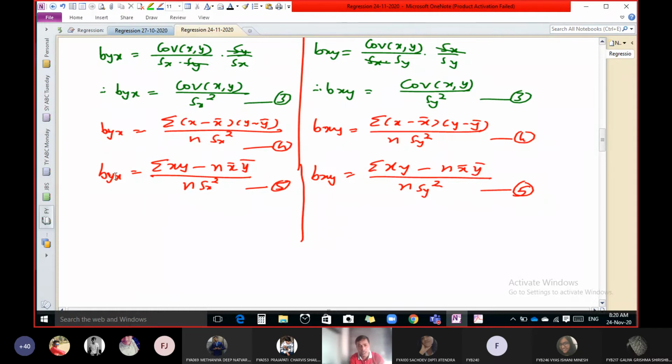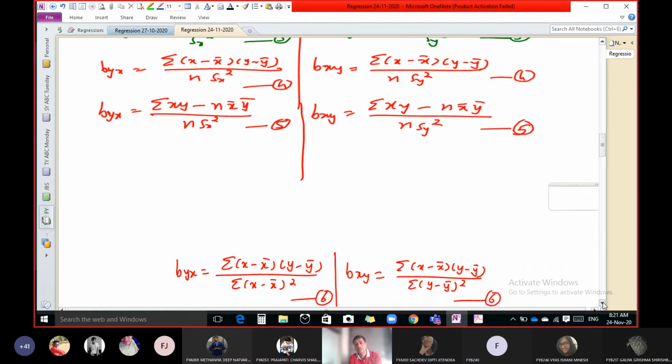Now once again, see, if we interchange x and y, you will get this formula. Instead of x and y, if we write y and x, but multiplication is there, so it's xy only. Instead of x bar into y bar, you can write y bar into x bar, it's the same thing. And instead of x, if we write y, we get this formula. Now there are a number of other formulas for byx and bxy. Which formula we have to apply depends on the given data. According to the data, we have to choose the formula.